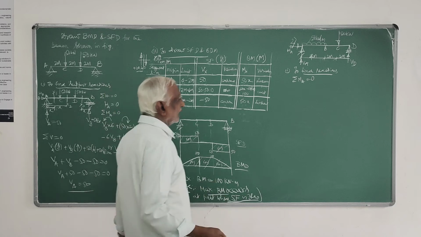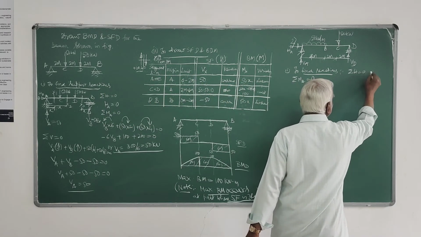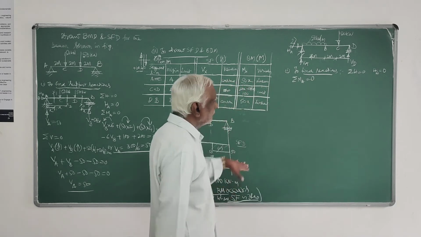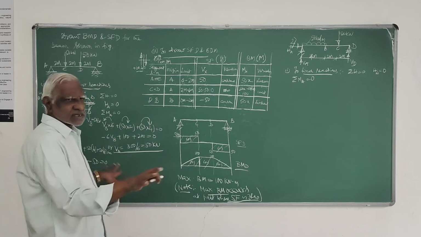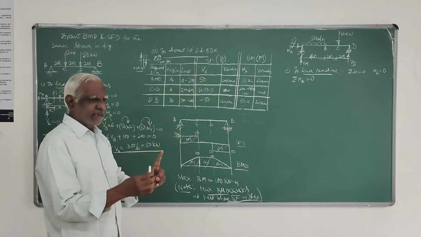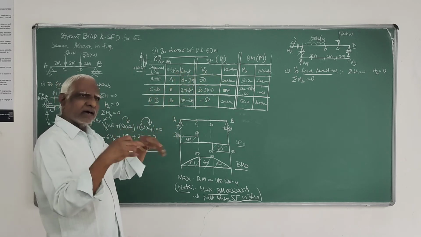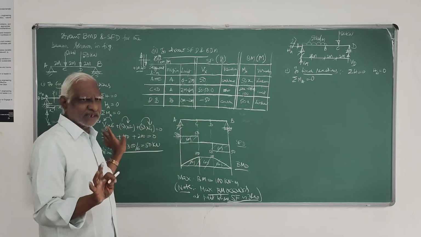If you apply sigma H equals 0, you will get HA equals 0. Straight away, in all beams subjected to only vertical loads, you can always take the horizontal reaction as 0. That's why this beam can be taken as supported only on props. Hinge, prop, everything will be the same. Only vertical reaction you will get.